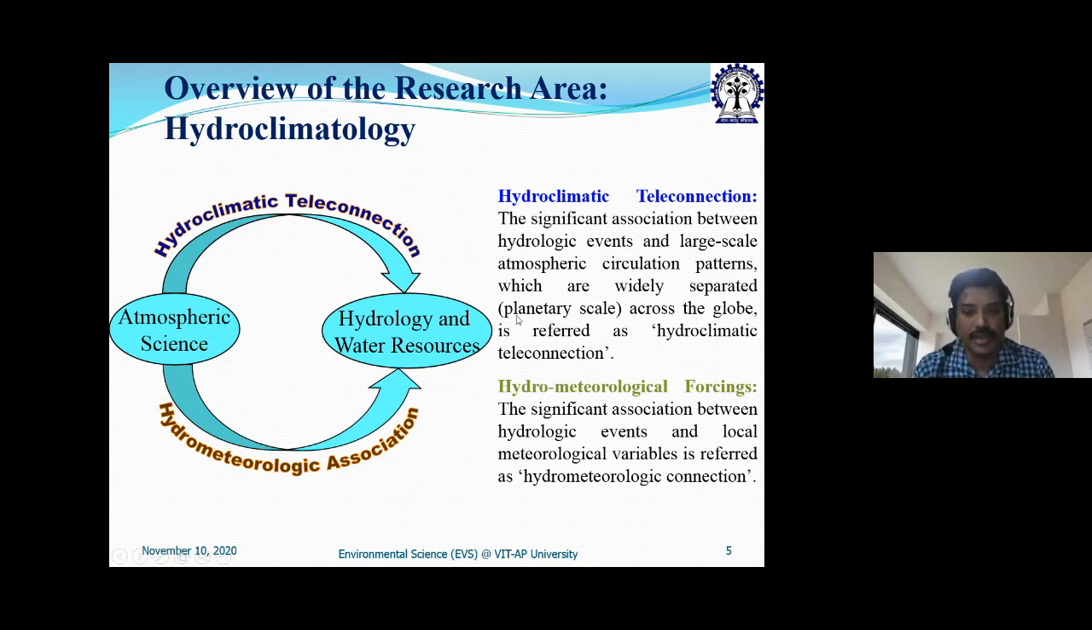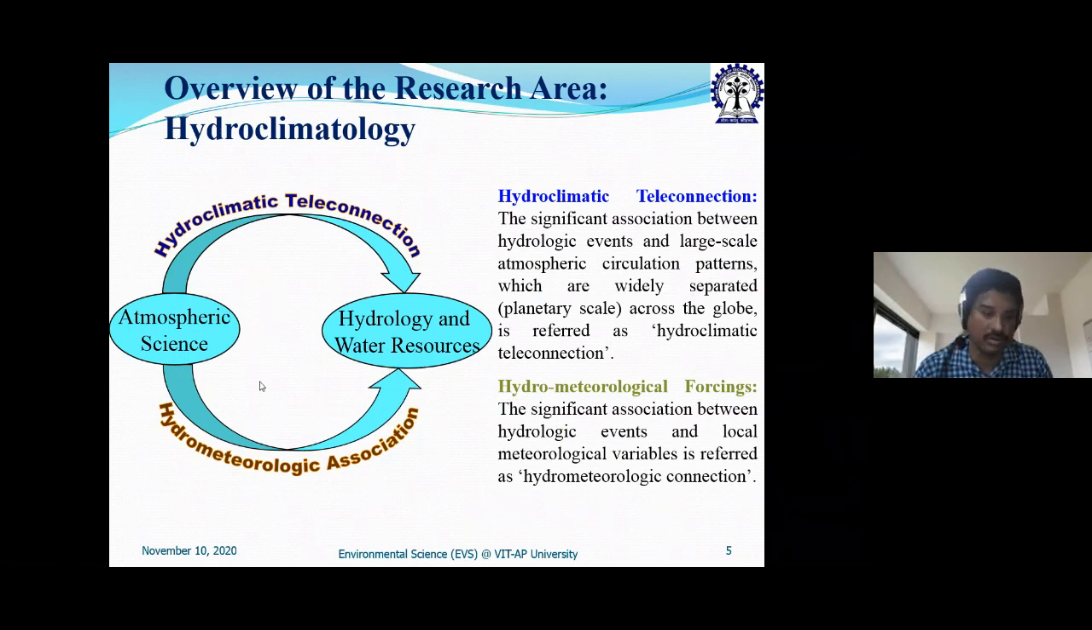Similarly, it is not always this far away; it can be local also. For example, if there is a low pressure domain, it may be on the scale of 100 kilometers to 500 kilometers, or even smaller. Those are very local incidents, and that is what is called the hydrometeorological association. That's why the second arrow is shown. It is the significant association between a hydrologic event and a local meteorological variable, referred to as hydrometeorologic connection or association.